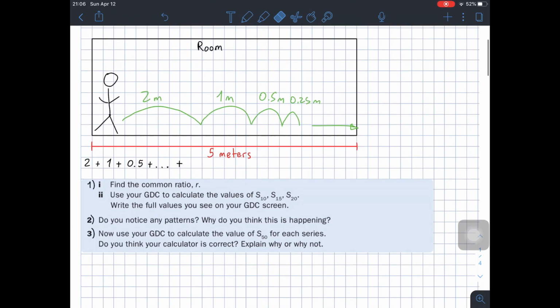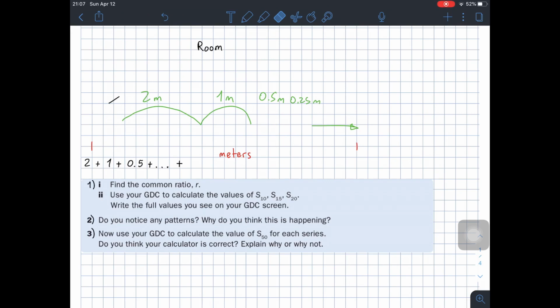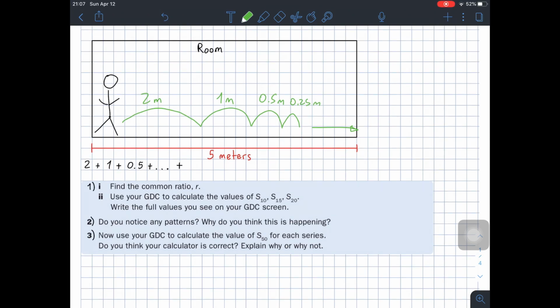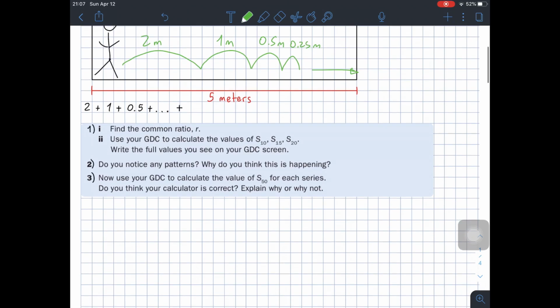So imagine this situation, but as a numeric problem. This is a geometric series, right? Because we have 2 plus 1 plus 0.5. We're always dividing by 2, and we're adding all of the terms. That's why we call it a geometric series. So let's perform this investigation.